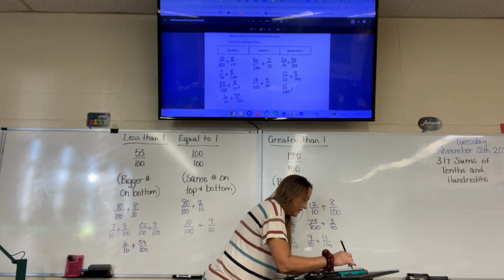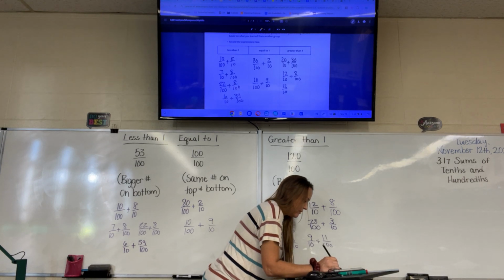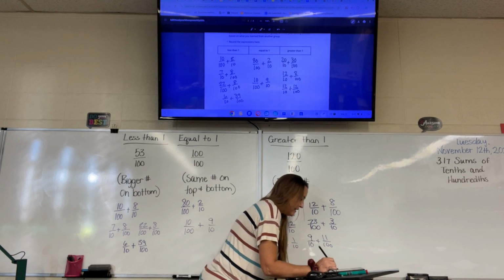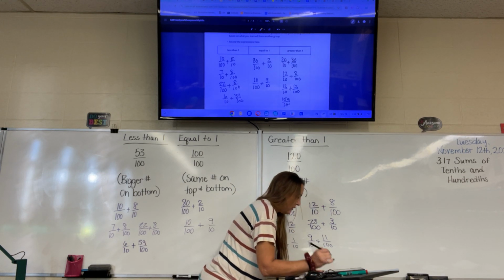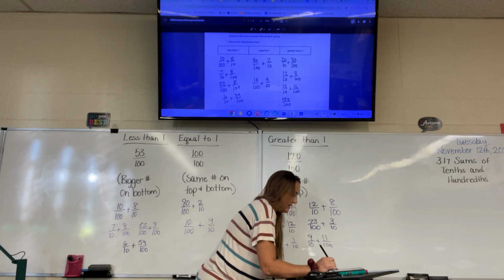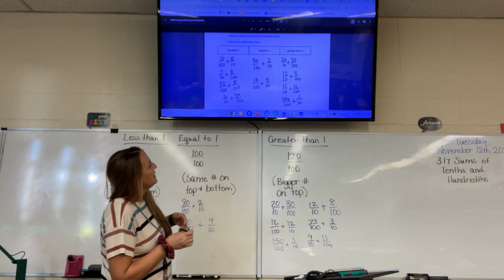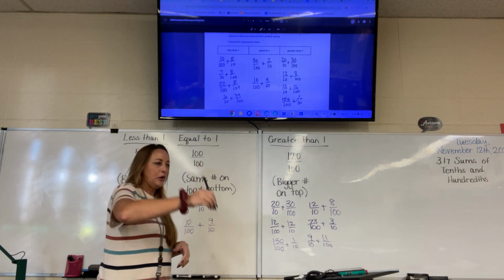Uh-oh, my pen's starting to lose its mind again. 12 tenths plus 12 hundredths. And then 150 hundredths plus 1/10. It's like every time I pick it up, you see my handwriting's going.